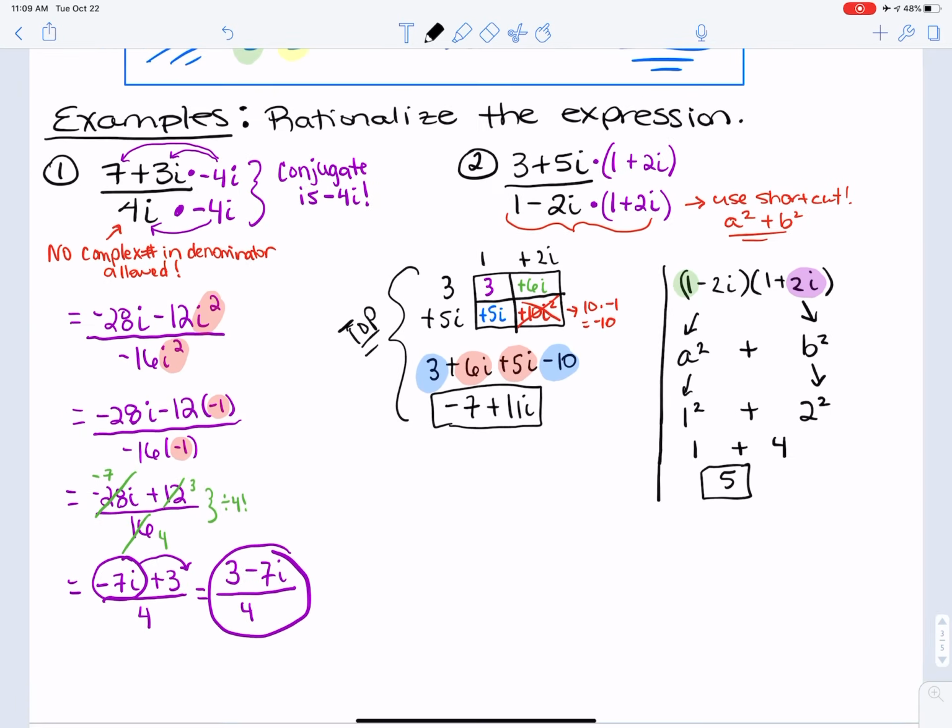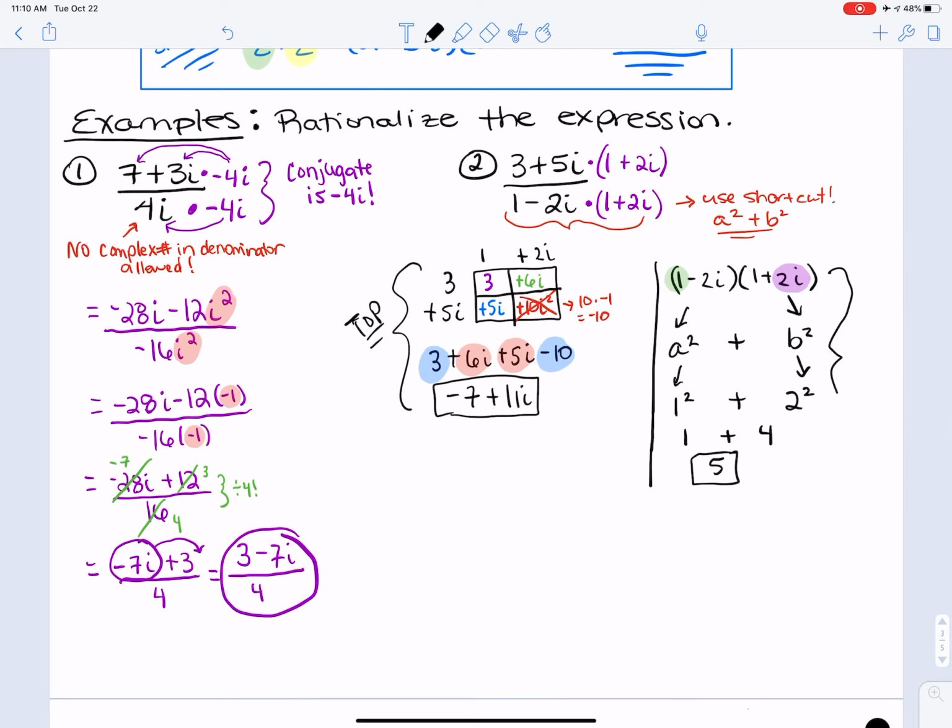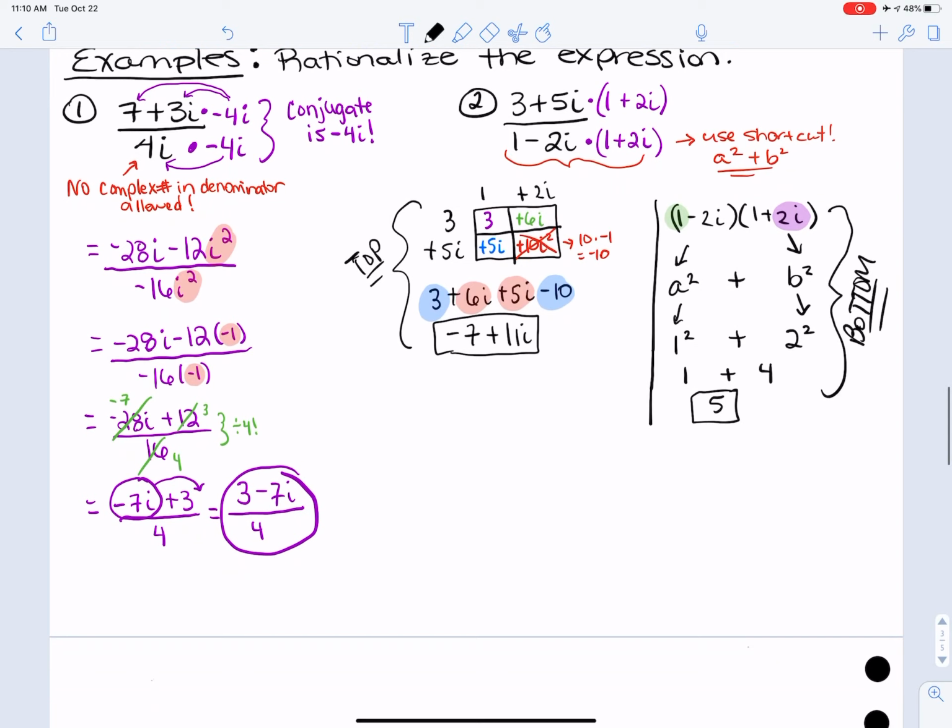And so my final answer, we have the top, and then you have the bottom. Let's see if I can write bottom sideways. Is -7 plus 11i all over 5. Ta-da! And that's our final answer.